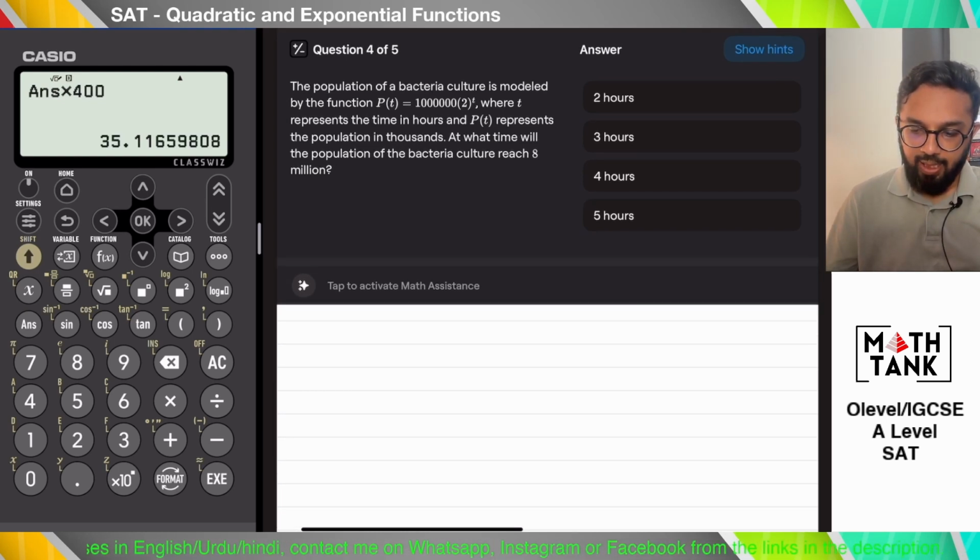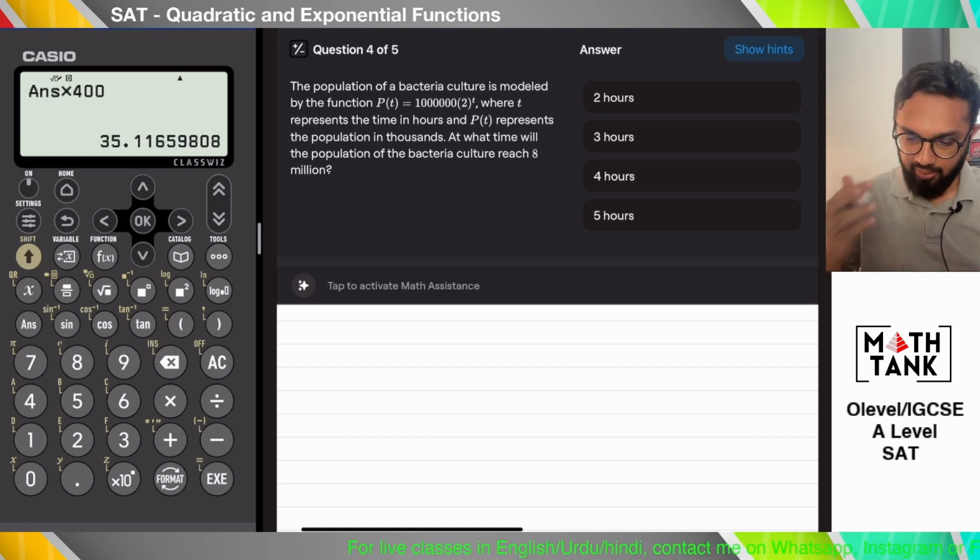Question number 4. The population of a bacteria is modeled by the function this, where t represents the time in hours and P(t) represents the population in thousands. At what time will the population of the bacteria reach 8 million?